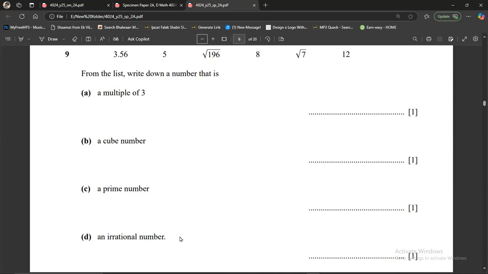An irrational number. So irrational numbers are the numbers which, when you convert them into decimal, are non-terminating, non-recurring. So the famous style of irrational number is a prime number under a square root. The square root of a prime number.